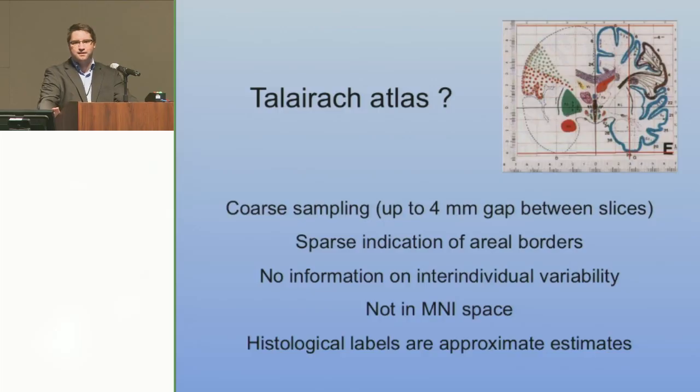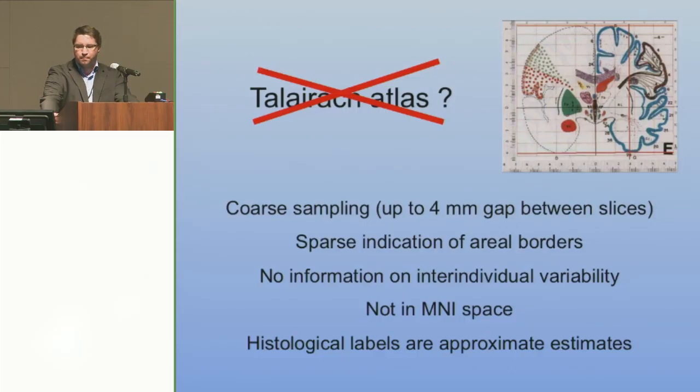So it's really an approximation from an approximation. And in that case, it may be fairly valid to argue that the histological labels you get from any Talairach atlas are basically worse than anything you guess yourself by just looking at the Brodmann map. So that most likely is not the most appropriate solution for labeling brain activations.